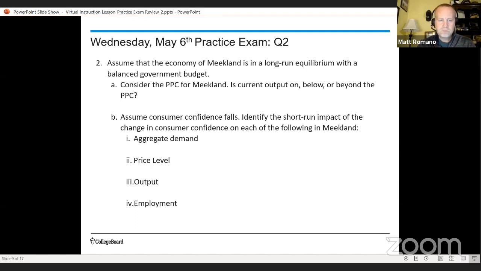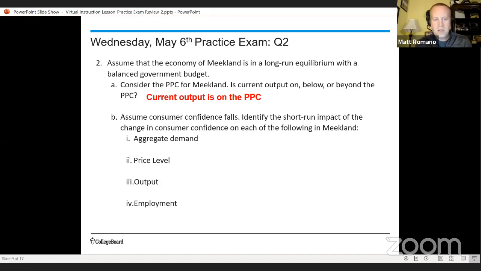All right, part A. Consider the PPC for Meek Land. Is current output on, below, or beyond the PPC? Well, if we're in long-run equilibrium, we should know that current output is on the PPC. Part B, assume consumer confidence falls. Identify the short-run impact of the change in consumer confidence on each of the following in Meek Land. All right, so the first one is aggregate demand. And what you've got to do is run through your AD shifters and say, okay, the prompt they gave me, can I connect that to any of my aggregate demand shifters? Well, your shifters are CIGNX: consumption, investment, government spending, net exports.